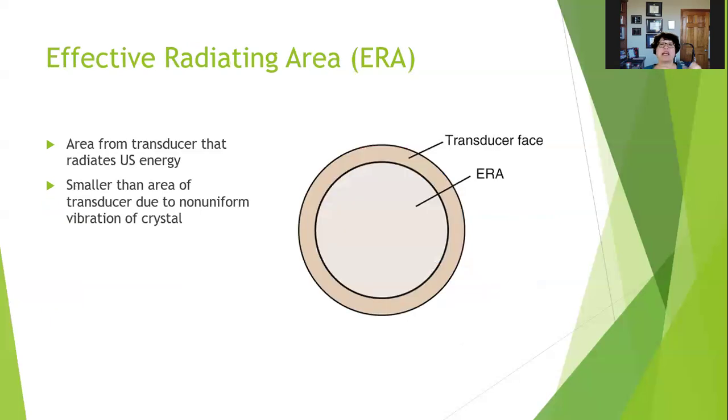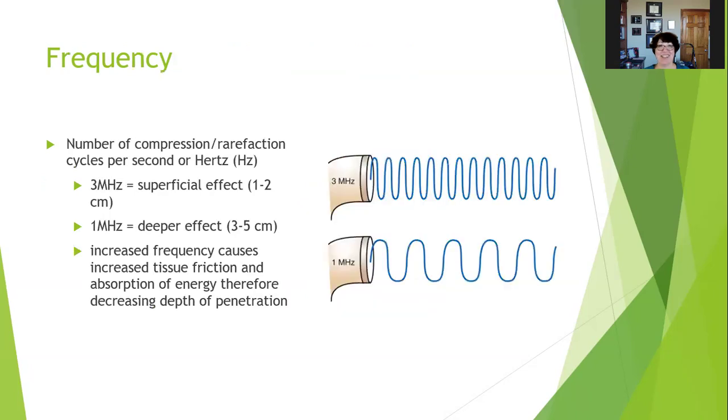The effective radiating area is the area from the transducer that radiates ultrasound energy. It's never the whole face of the transducer. It's usually a little bit less. It's smaller than the area of the transducer because of that non-uniform vibration of the crystal. So if you have, let's just say, a 2 centimeter transducer, not all of it is going to be effective radiating area. And the effective radiating area, or ERA, is always smaller than the total face area of the transducer. So if somebody asked you that on a quiz, you would know the answer.